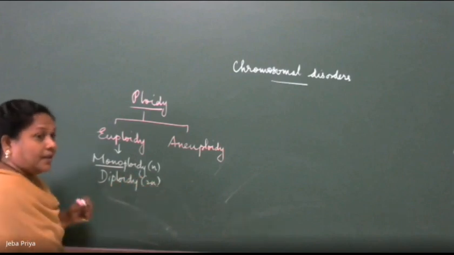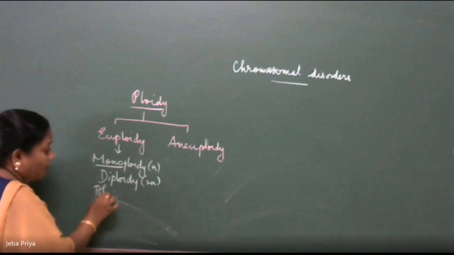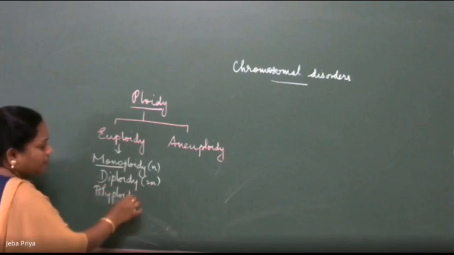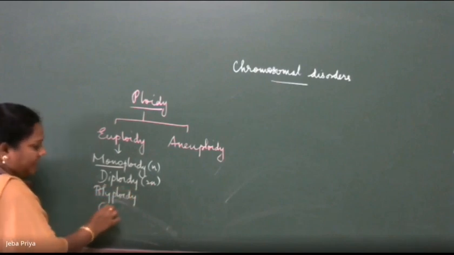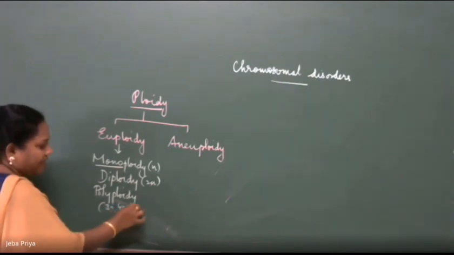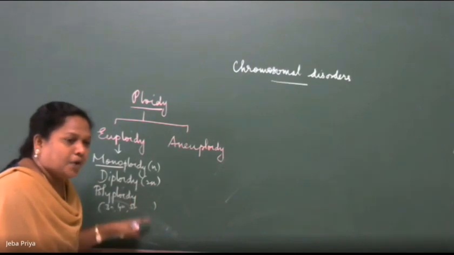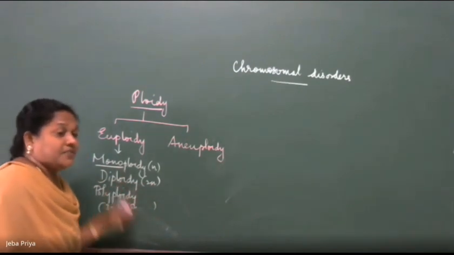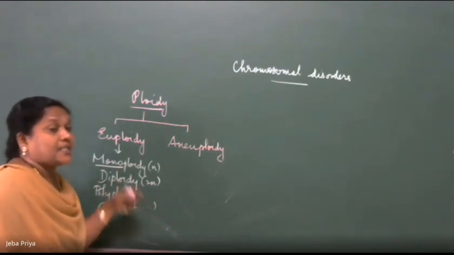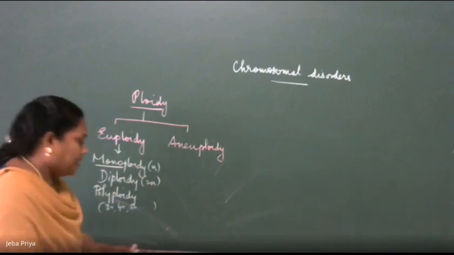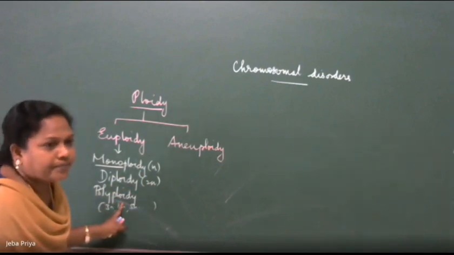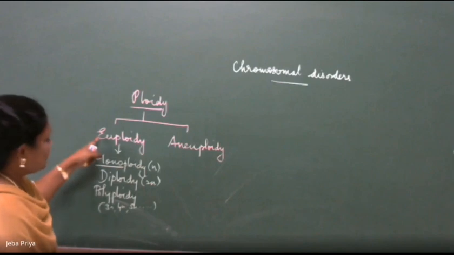Likewise, I have taught you another term, polyploidy. What is polyploidy? 3n, 4n, 5n, it goes on. After 2n, if it is 3n, triploidy; if it is 4n, tetraploidy; if it is 5n, pentaploidy; if it is 6n, hexaploidy. It goes on, so all together we use the term polyploidy. Have you understood? So this is euploidy.